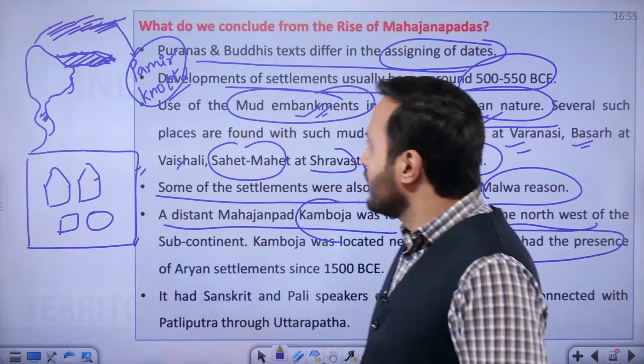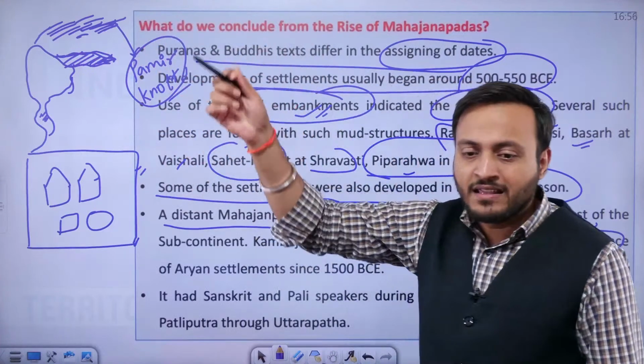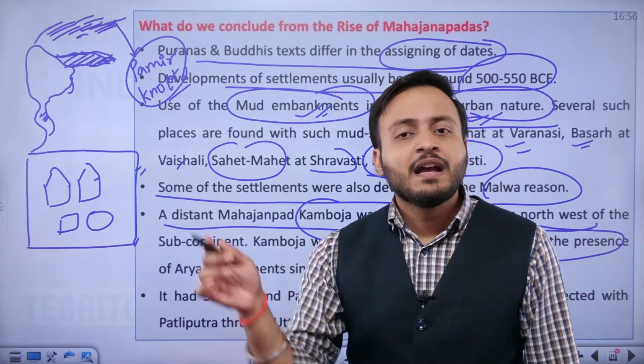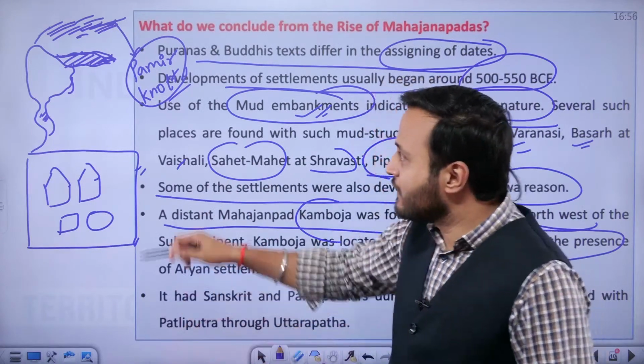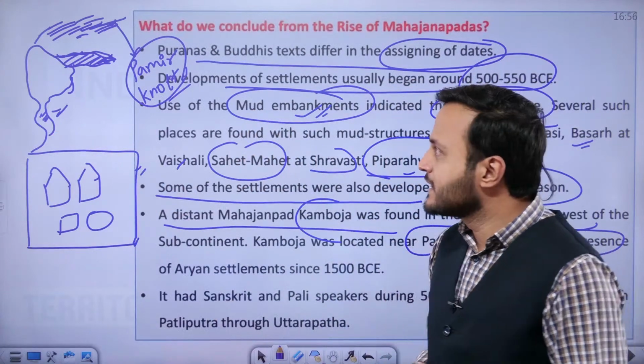That means that probably Kamboj was in the foothills of the Pamirs, and it was spreading as far as up to the southern part of Jammu and Kashmir. Alright everyone, southern part of Jammu and Kashmir.